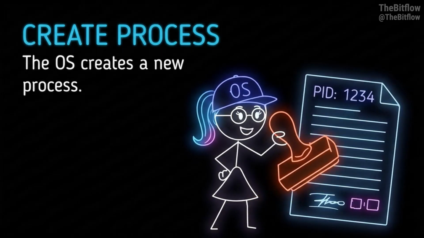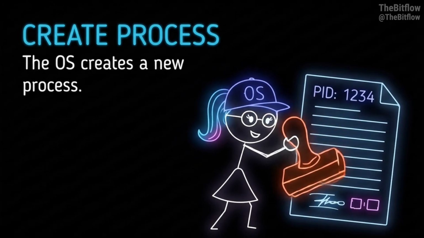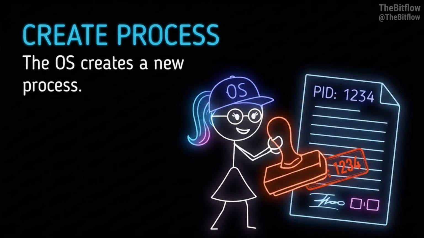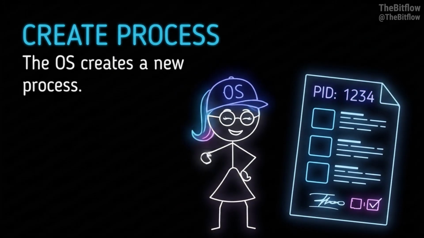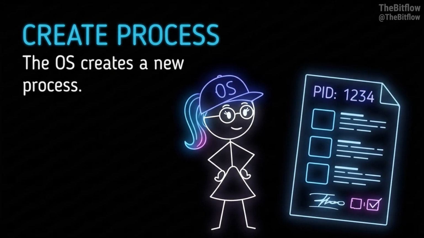Now the operating system creates a new process for the app. A process is simply the running instance of a program. This gives the app its own protected space to execute safely.